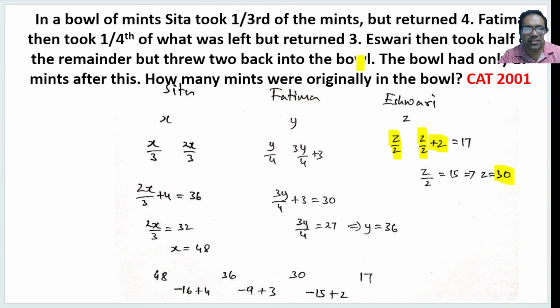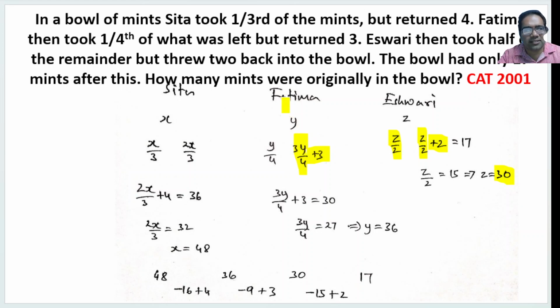Now, before Ishwari, who did it? This is Fatima. Fatima took 1 by 4th of what was left but returned 3. Let us assume when Fatima is looking at the bowl, she has y. There are y mints in the bowl. Now she took 1 by 4th of that y. Now how many would be left? 3 by 4th of y would be left, right? 3 by 4th was still there in the bowl. She took 1 by 4th of y, then 3 by 4th of y will be left. Now she gave back 3. So that means the bowl will have 3 by 4 y plus 3.